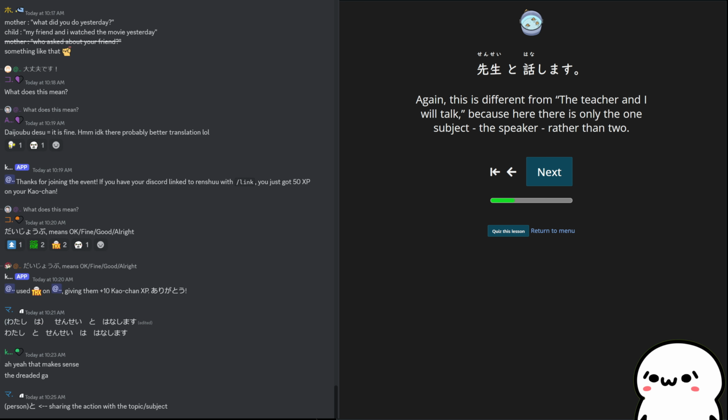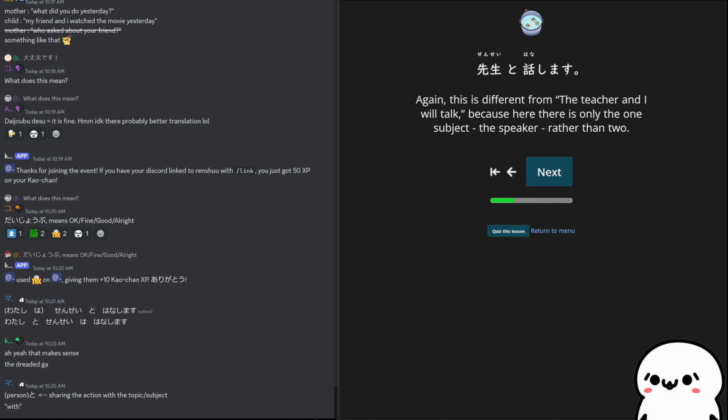It is used to mark someone, it's usually a person, because usually it's people that do actions. It's someone that is sharing the action. They are also doing the action with the topic or the subject. And overwhelmingly, not all particles are like this, but overwhelmingly it is translated as with.